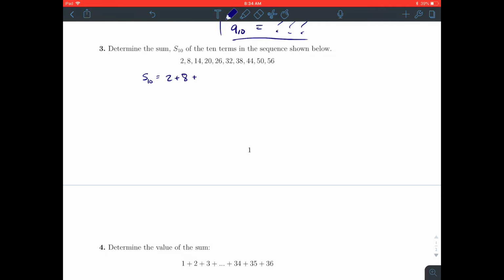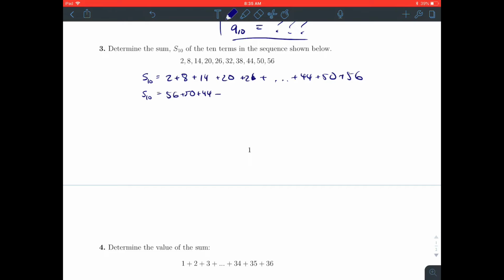So we know that S sub 10 is going to be the sum 2 plus 8 plus 14 plus 20 plus 26 plus all the way up to 44 plus 50 plus 56. Writing that sum forwards and writing that sum backwards wouldn't change the overall value. So we also have that S sub 10 is equal to 56 plus 44 plus, oops, I missed one.